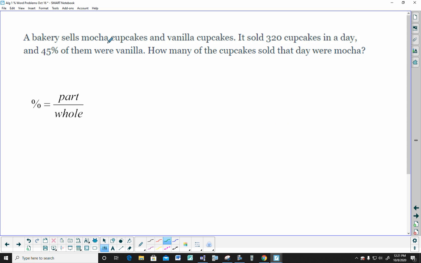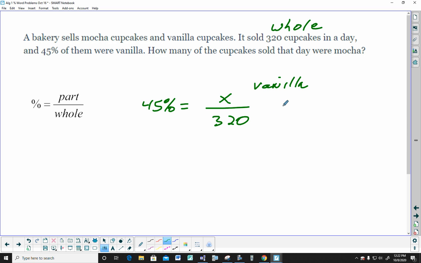A bakery sells mocha and vanilla cupcakes. The flavors, mocha and vanilla. It sold 320 cupcakes in a day. That's the whole. So we know the bottom is 320. 45% of them were vanilla. So 45% were vanilla. How many of the cupcakes sold that day were mocha? Now, if I put the variable here, this is going to solve for vanilla, which is okay. You can do that. Just keep in mind that percentage is tied with vanilla.